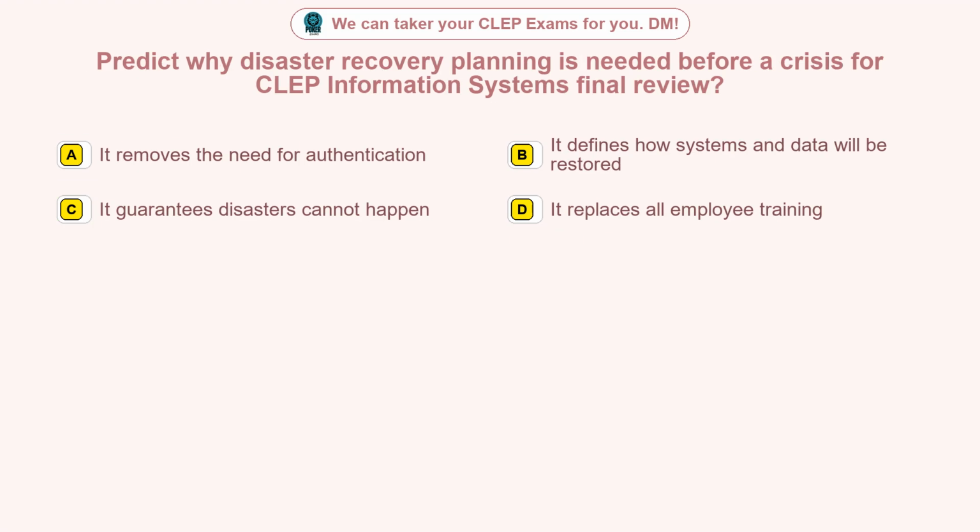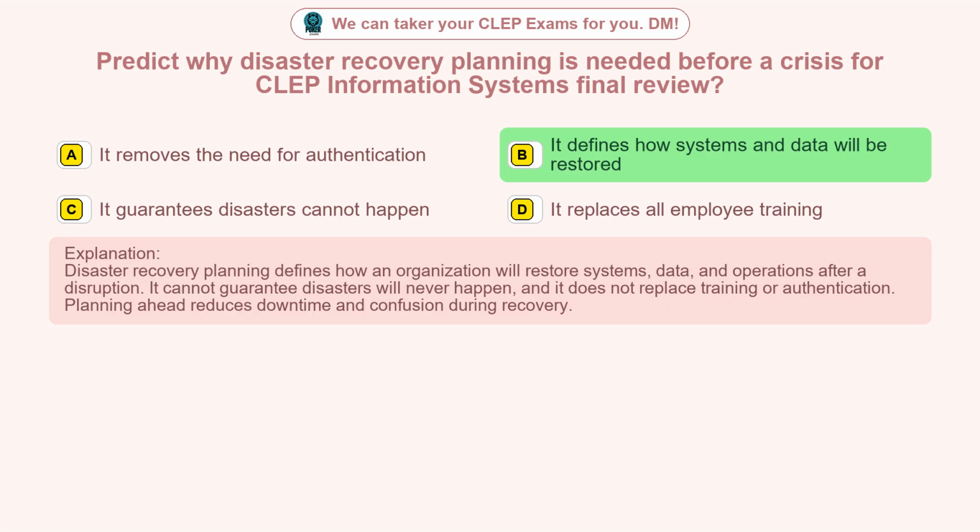Question 49. Predict why disaster recovery planning is needed before a crisis for CLEP Information Systems final review. Option A. It removes the need for authentication. Option B. It defines how systems and data will be restored. Option C. It guarantees disasters cannot happen. Option D. It replaces all employee training. The correct answer is option B. It defines how systems and data will be restored.